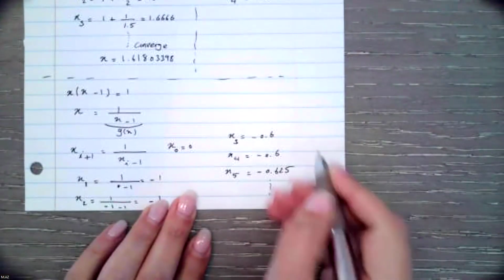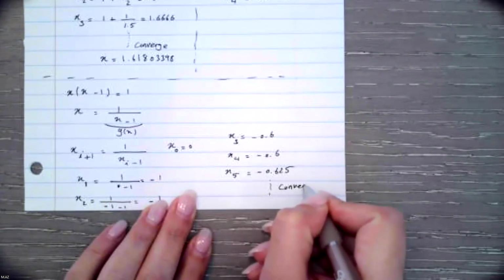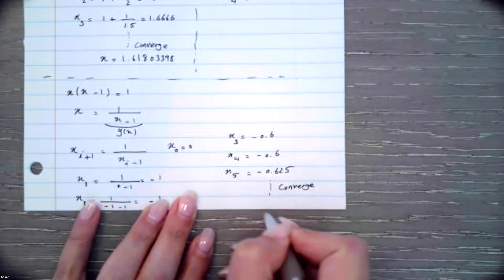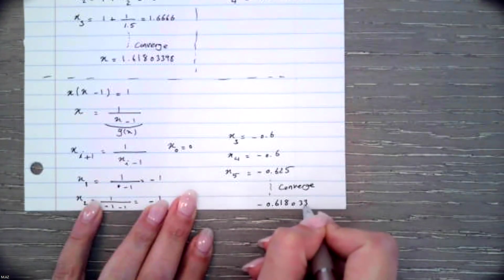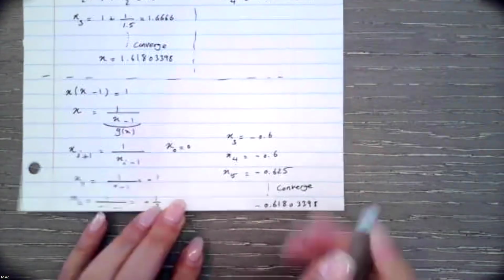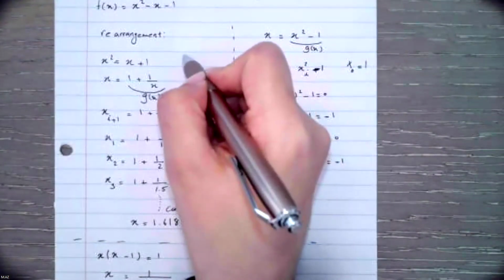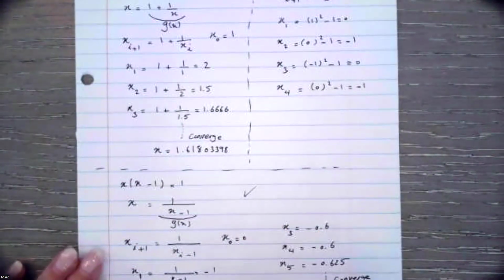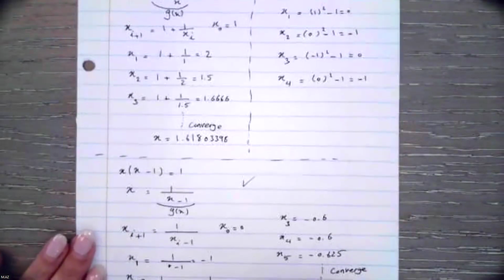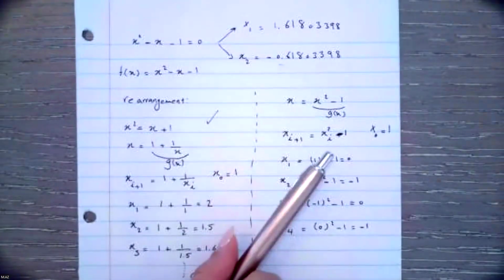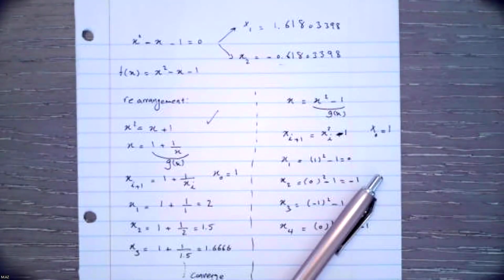It means this process converges to the root of -0.61898. This means that with these two rearrangements and these two initial guesses, we can find the roots of these functions. This is about the fixed point iterations.